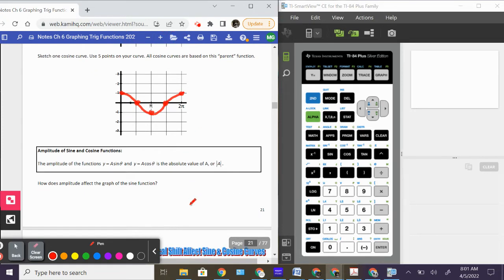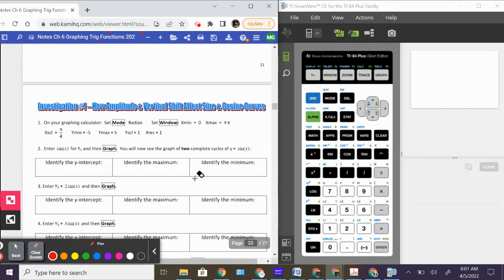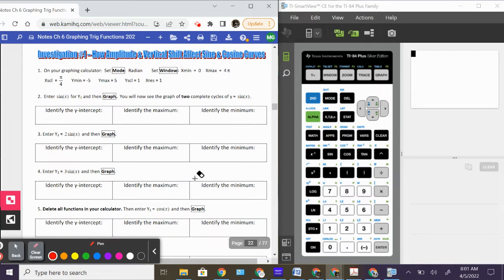Okay, so let's talk about amplitude. Amplitude will be the coefficient of the sine or cosine curve. So we would have a number in front of sine, like 2 or 5 or 7 or -8 or -1/3. And what we're going to talk about today is how does amplitude affect the graph of the sine curve? So we're going to do a little discovery.